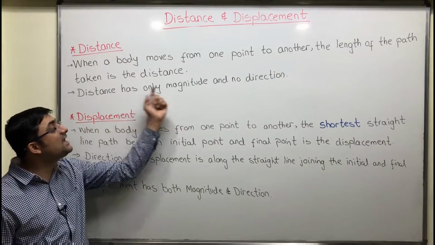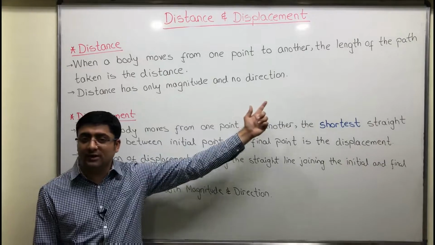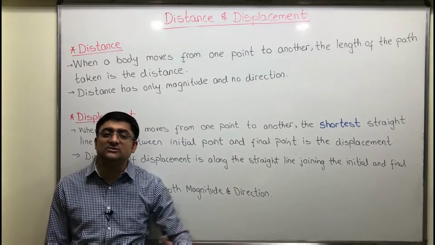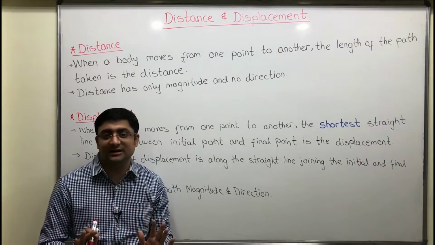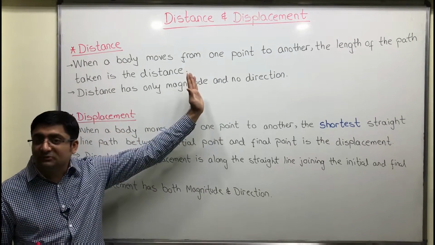Next, distance has only magnitude and no direction. So for example, I say the distance between your house and your school is 5 kilometers. I'm not mentioning any direction. So this over here is the concept of distance.